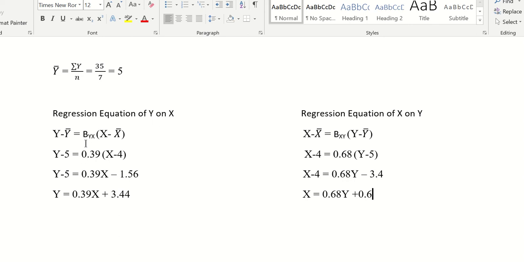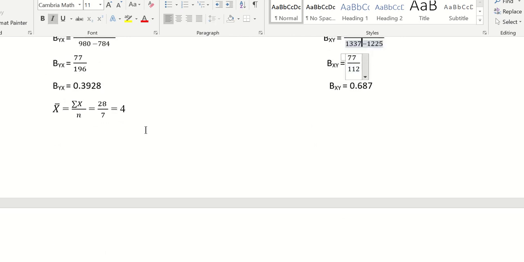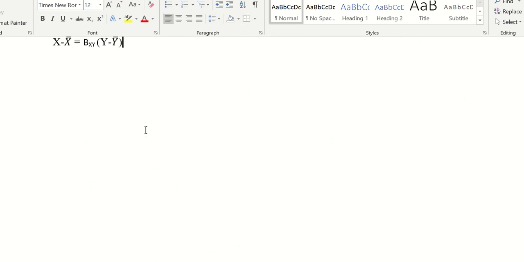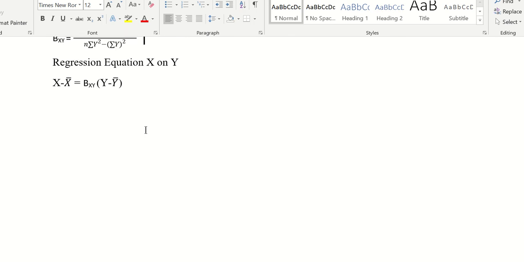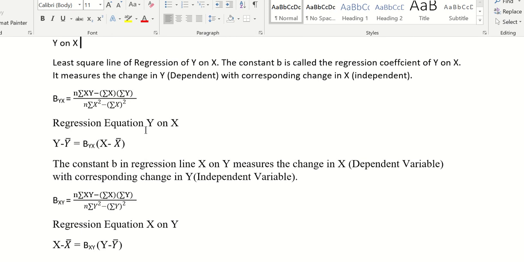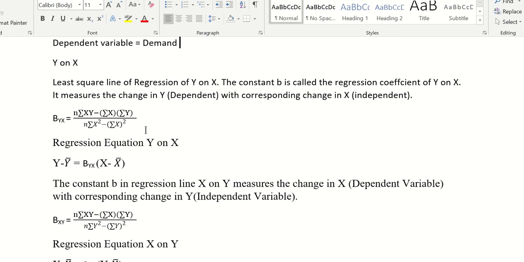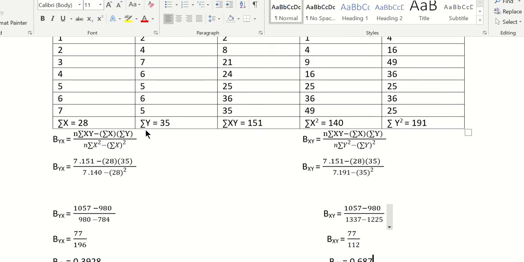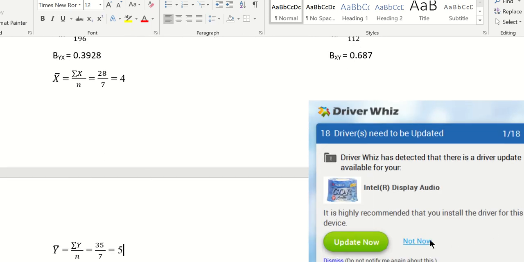Plus these values which we have calculated, beta y on x and x on y, what does this indicate? byx is 0.39, so 39%, okay? So if there is 1% change in x, there would be 39% change in y. This is what it indicates, right? And similarly, the other one was 68%. So this is how we have calculated, right?